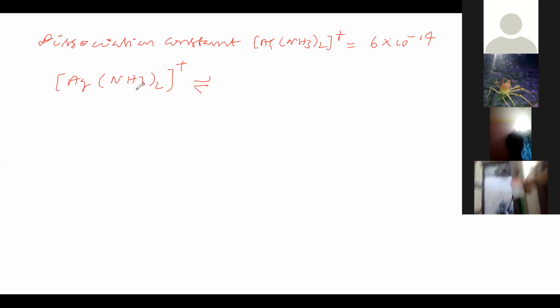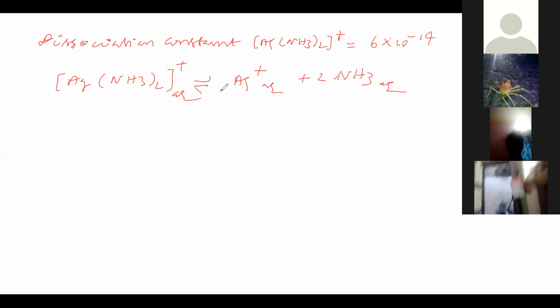It is dissociating, which means it will give what? This on dissociation gives the central metal ion, which is Ag plus. Then this complex will give the ligand, which is NH3. So this complex on dissociation gives Ag plus aqueous and ammonia aqueous.